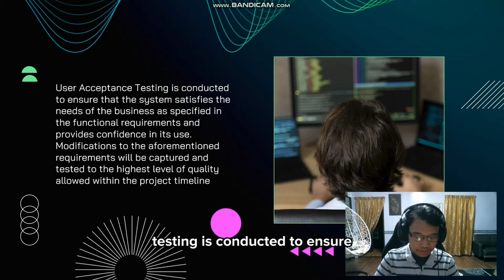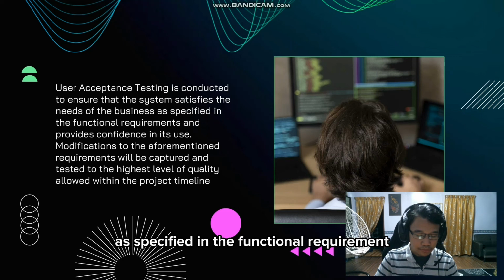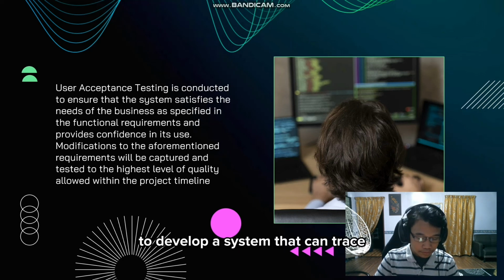Number 3, UAT objectives. User acceptance testing is conducted to ensure that the system satisfies the needs of the business as specified in the functional requirements and provide confidence in its use. Modification to the aforementioned requirement will be captured and tested to the highest level of quality allowed within the project timeline. To develop a system that can trace data in a faster and more organized manner to avoid redundant data.